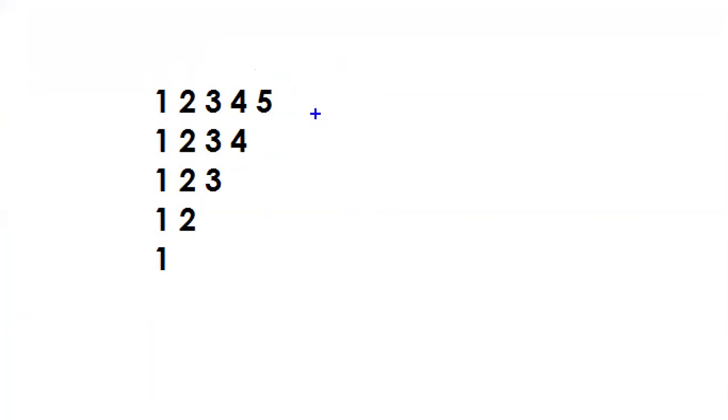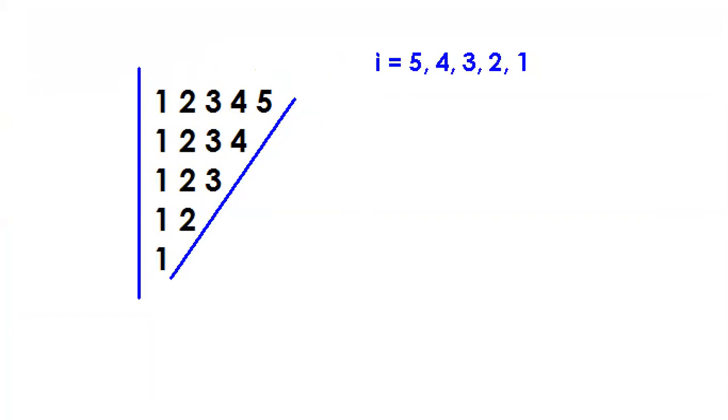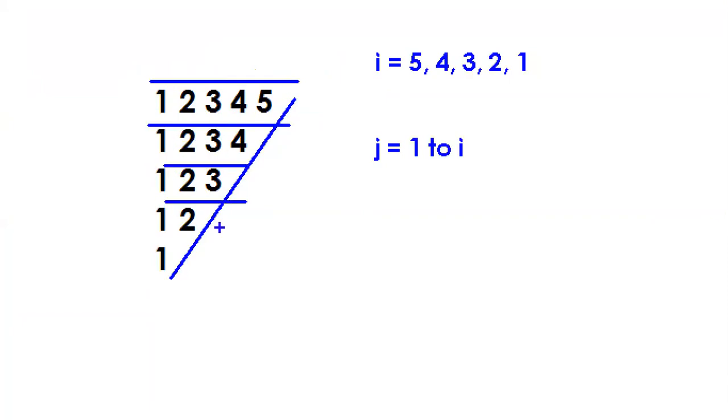See here, the outer loop is 5 4 3 2 1. Keep it in mind, this is the outer loop. The i value is 5 4 3 2 1. Inner loop: the j value starts with 1 to i, because the first i value is 5, right? So 1 to 5, 1 to 4, 1 to 3, 1 to 1, like this. Okay, do it fast.